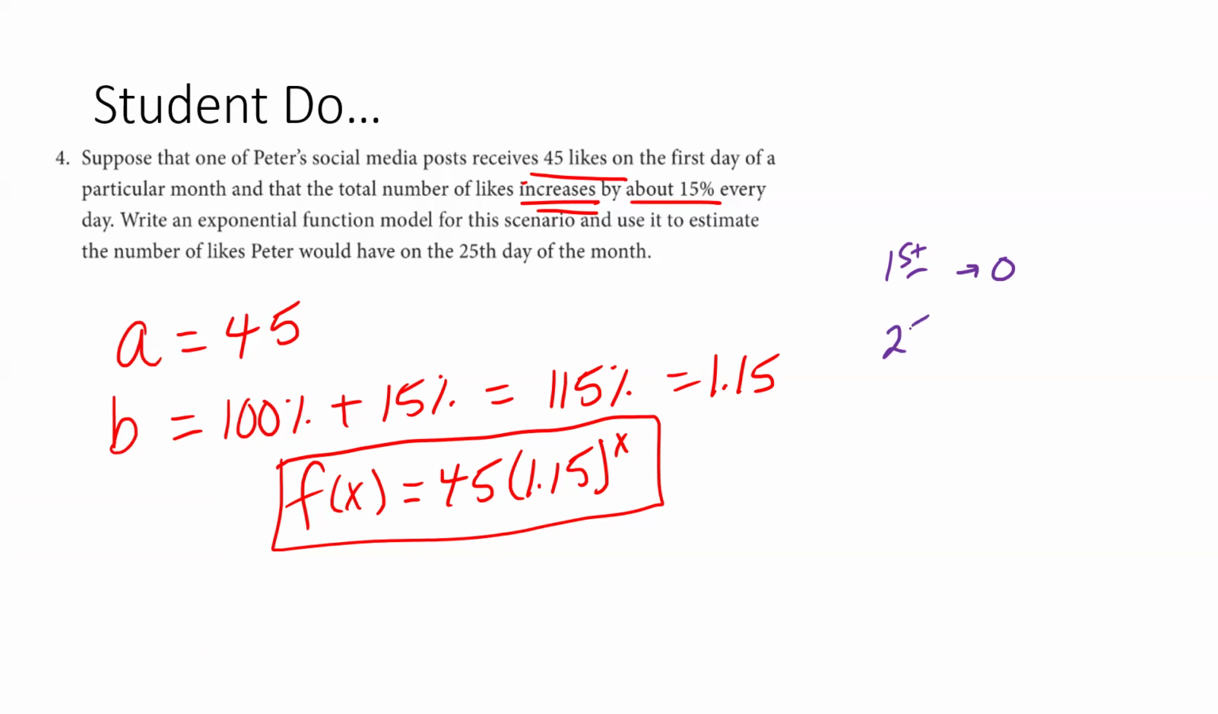So therefore, his 25th day would be what? It would be 24. Okay. He's not starting at 1. We call that his first day is our 0. So when I'm calculating, what would the 25th day of the month be? It would be f of 24 instead of f of 25. So that would give me 45 times 1.15 to the 24.